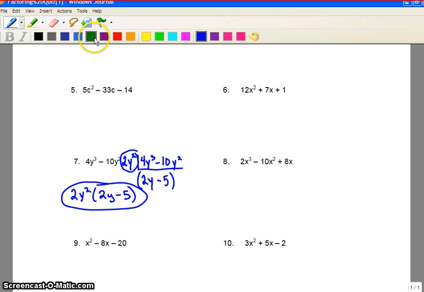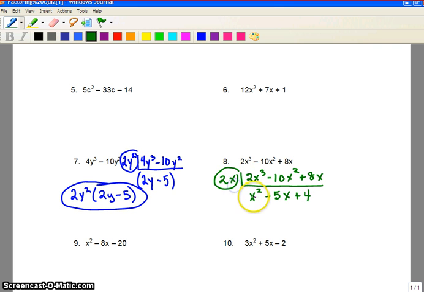Let's look at 8. Question 8, I have a 2x to the third minus a 10x squared plus an 8x. I would first look at this and say, there are things I can take out of all three terms. And before I begin factoring, I want to do that. I'll just rewrite this over to give myself a little more room on the left. I can take out a 2x here from all three of those terms. If I take out a 2x here, I'm left with an x squared. If I take out a 2x here, I'm left with a minus 5x. If I take out a 2x here, I'm left with a positive 4.